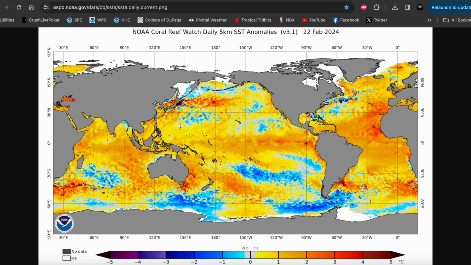ENSO changes quite predictably, allowing us to get a good picture of how it will evolve many months into the future, making it quite useful for long-term tornado forecasts. Also, based on research, ENSO appears to have some of the strongest influence on U.S. tornado activity of any of the climate teleconnections.